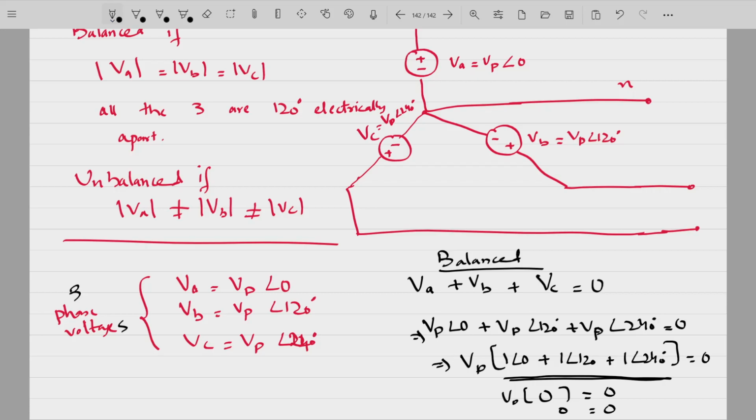If you calculate 1 angle 0 plus 1 angle 120 plus 1 angle 240, this will come out to be 0. Okay, you have a calculator. Whether you show it as a positive angle or you show it as a negative angle, it will not matter. You can even show it as minus 120, minus 240. Okay, it is the same thing.